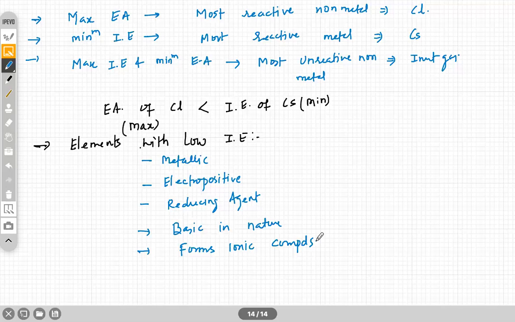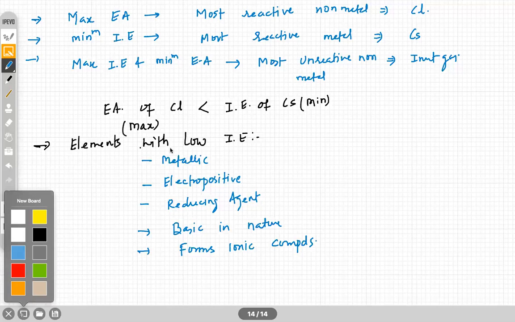Got it? This thing we will use in other chapters also in organic chemistry. Okay. So the next thing we have to discuss here is electronegativity. Write down the heading, electronegativity. We have discussed it once in general organic chemistry, so briefly we'll go through it here.